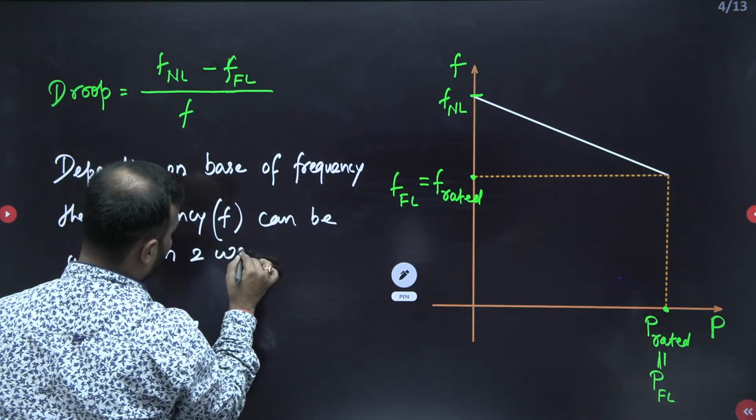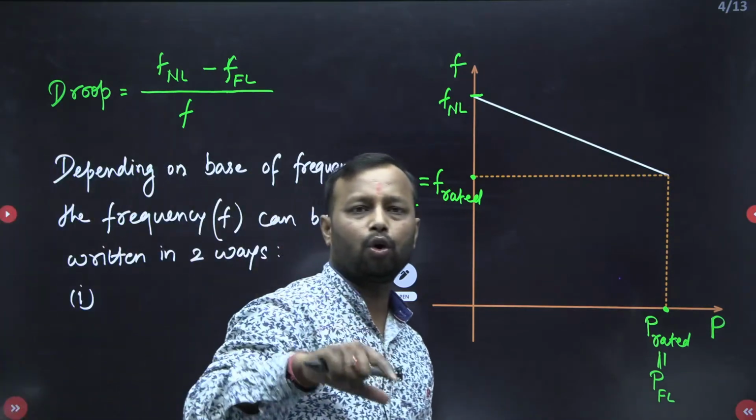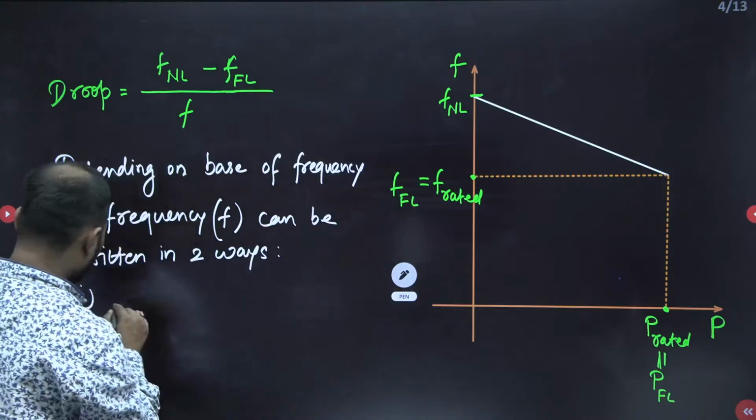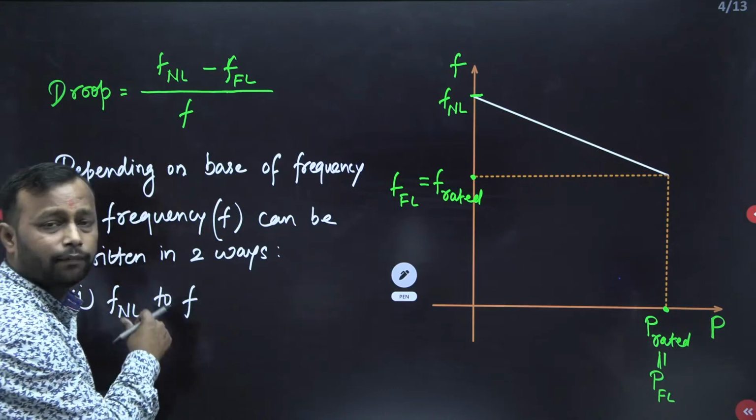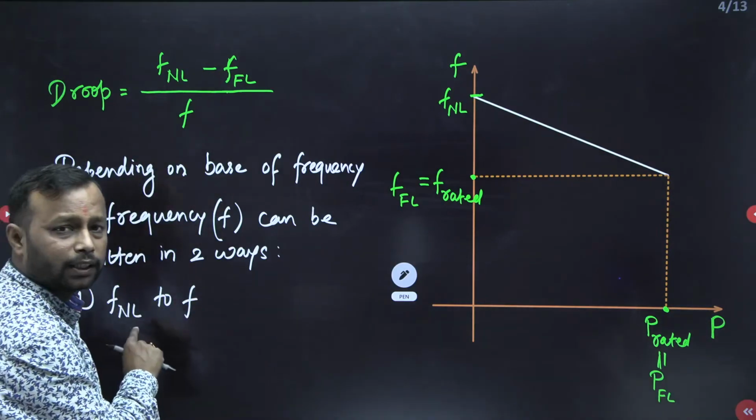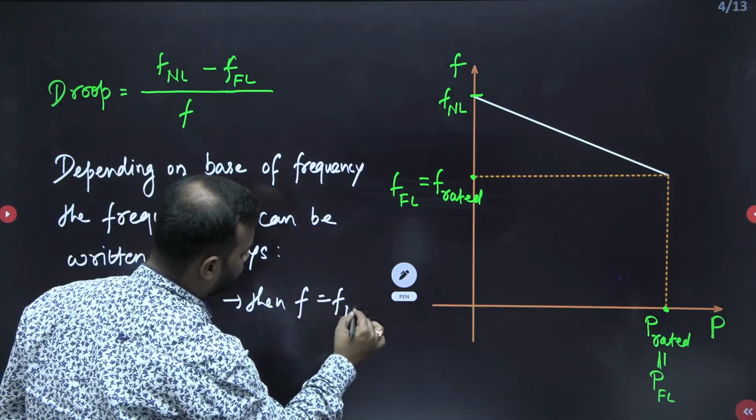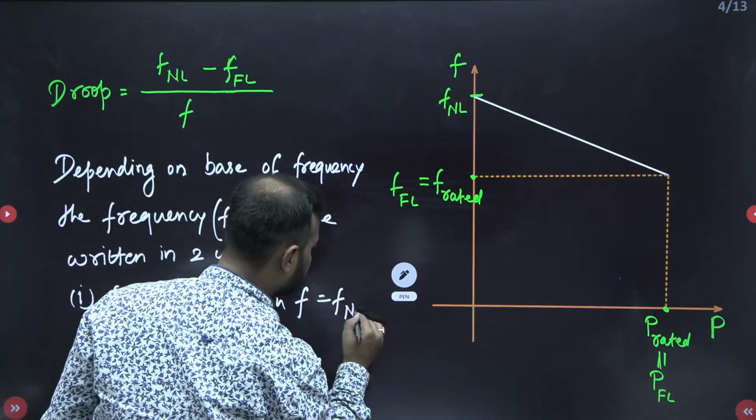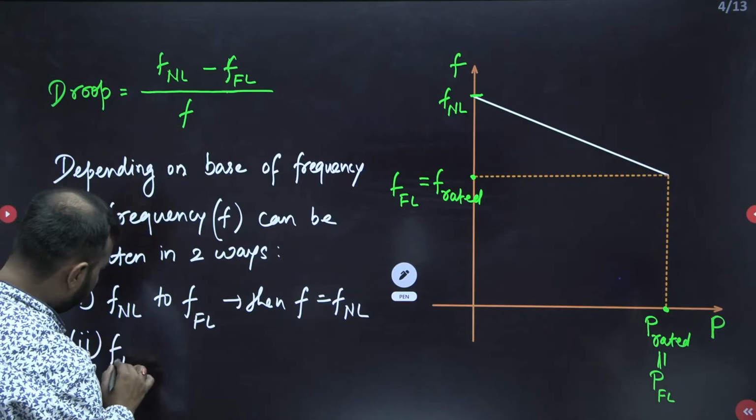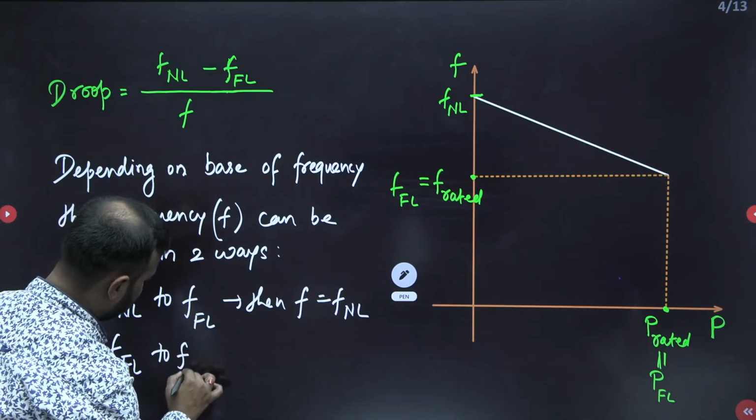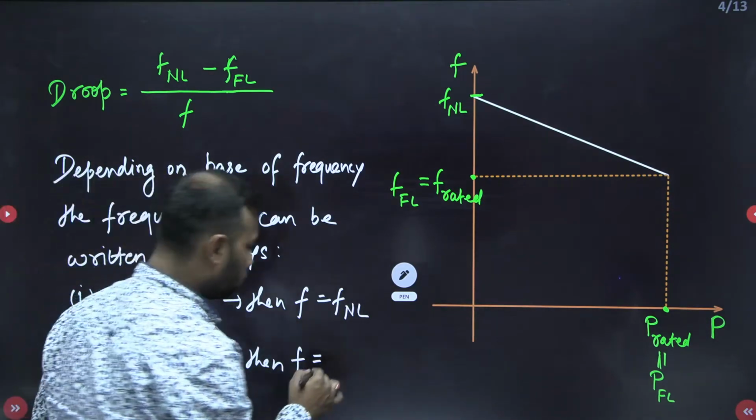in two ways. So you have to carefully watch whether the frequency is from no load to full load or full load to no load. If in the question it is given that the frequency is from no load to full load, then F is equal to F no load, meaning in the denominator you will have to take the no load value. Second, this can be written as from full load to no load, then F will be taken as full load.